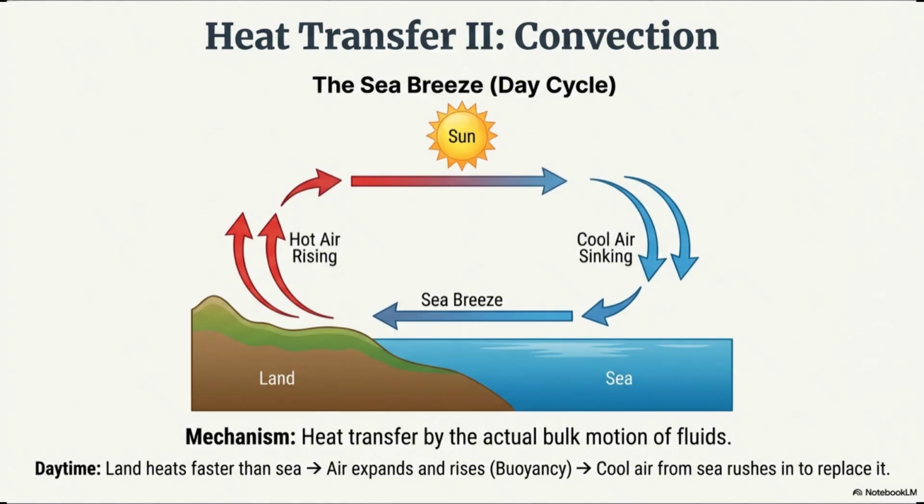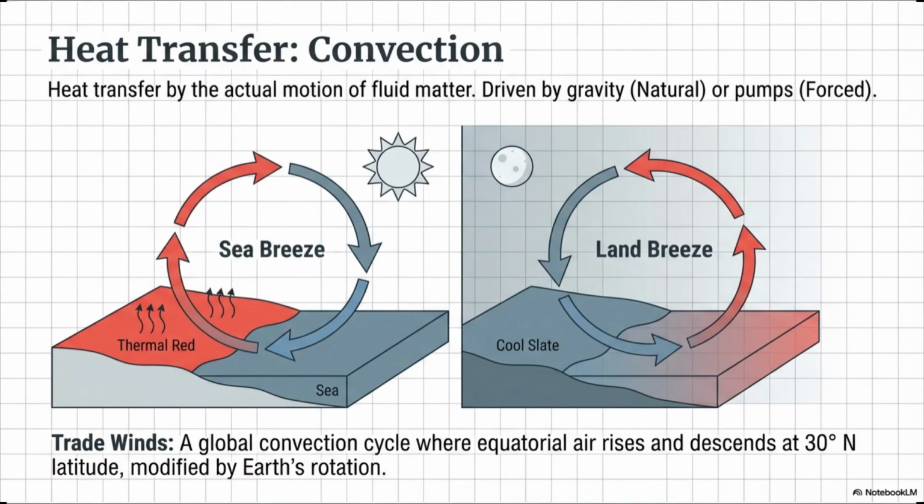Next up is convection, and this is the one that happens in fluids, so liquids and gases. When you heat up a fluid, it expands, which makes it less dense, so it rises. Then the cooler, denser fluid sinks down to take its place, which then gets heated and rises, and you get this circular flow called a convection current. This is what's happening in a pot of boiling water, and it's also what drives huge weather patterns like the sea breeze you see right here.